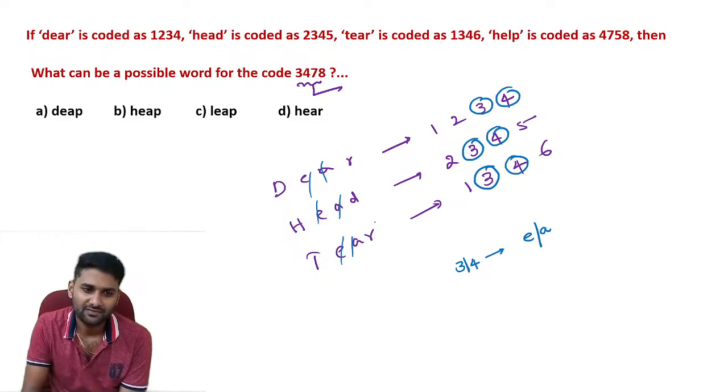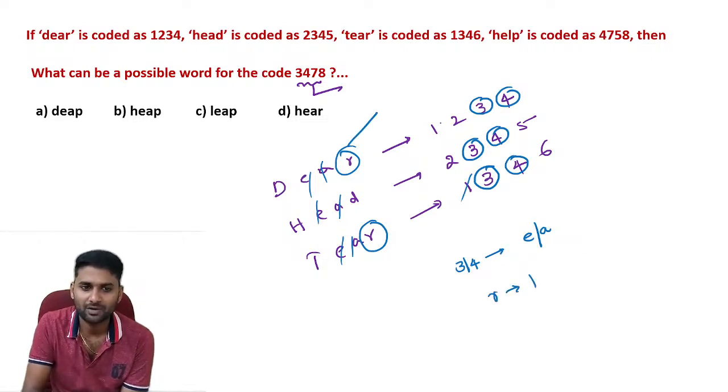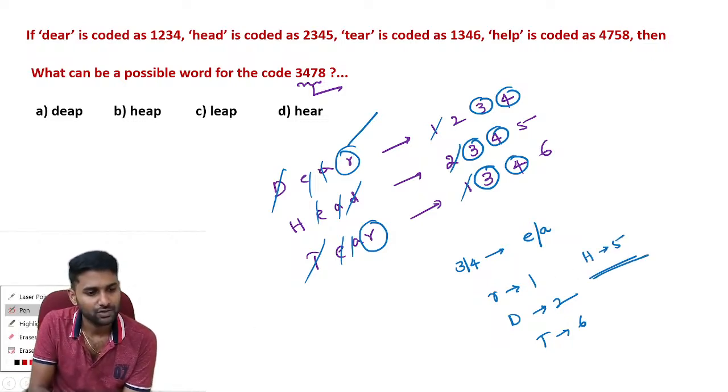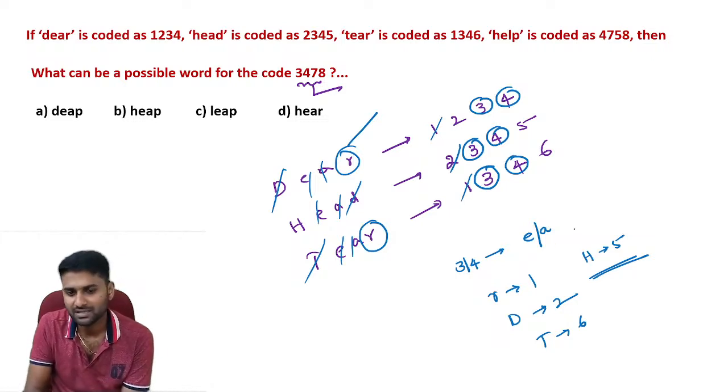Let's go through the first and third comparison. So definitely R is coded as 1. Why? Because it's a common digit. And you can conclude that D is coded as 2, and T is coded as 6. Since D is 2, what about H? H is 5. So you can get the code for all the letters except E and A.